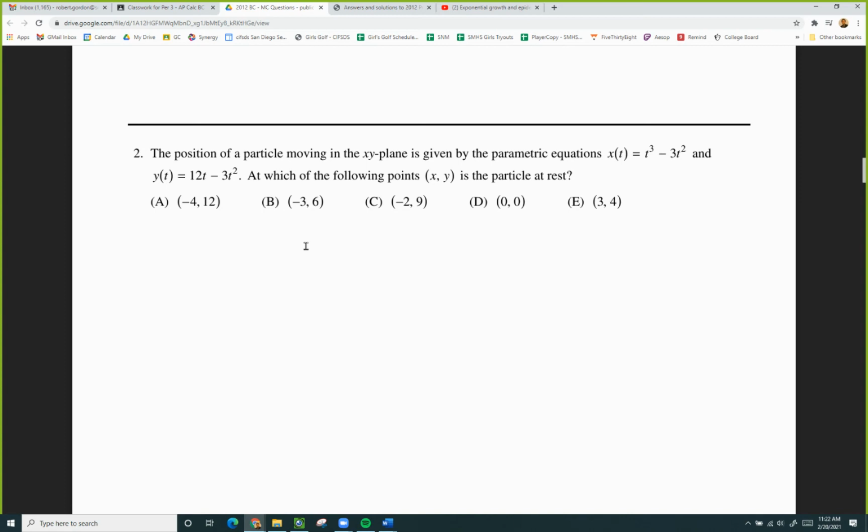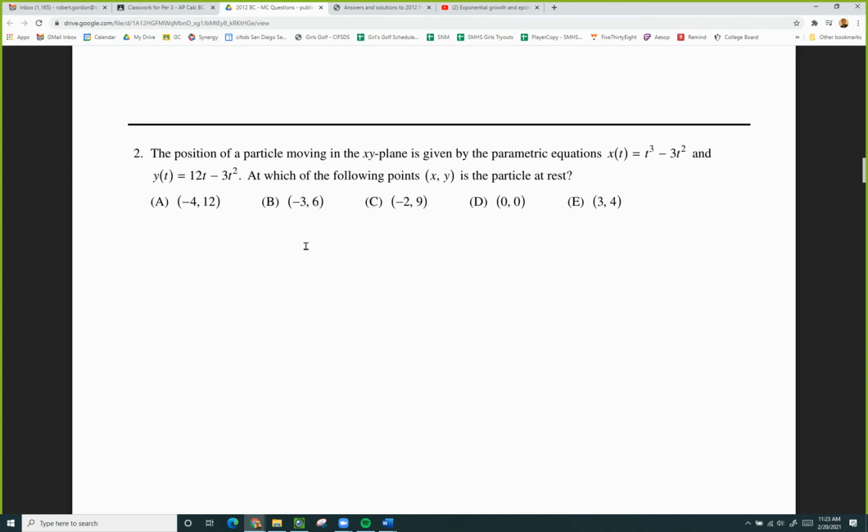Not necessarily where m equals 0, because when m is 0, the slope is 0. That means the vertical speed is 0. That means the particle has a horizontal tangent line. We're looking for when the particle is not moving left or right, nor is it moving up or down.